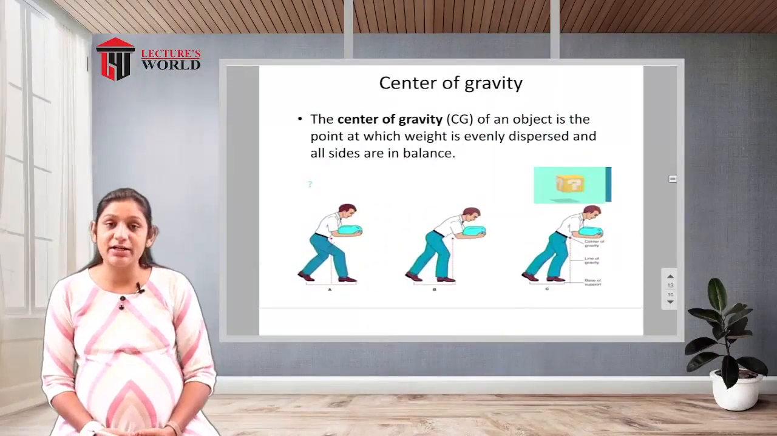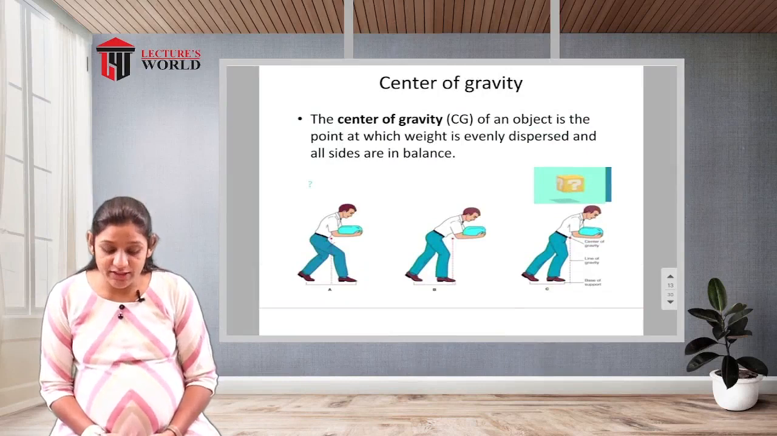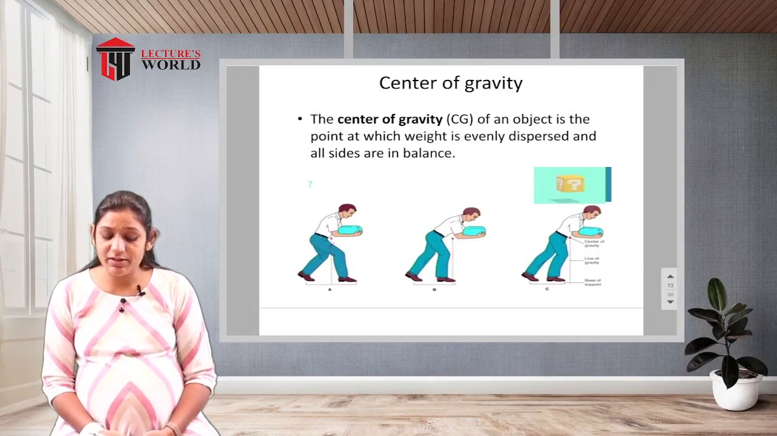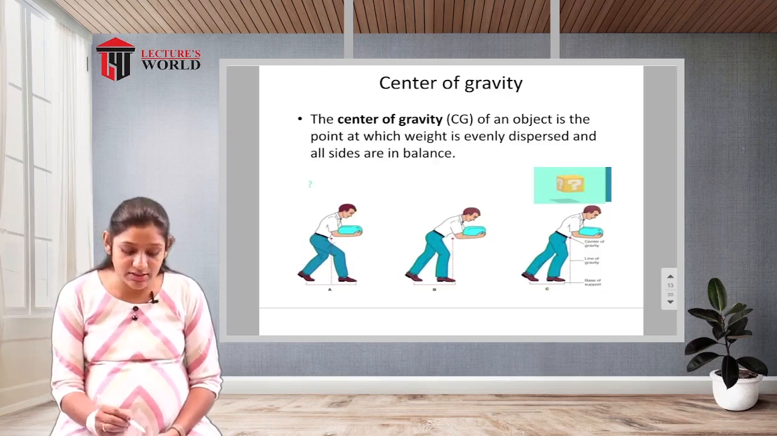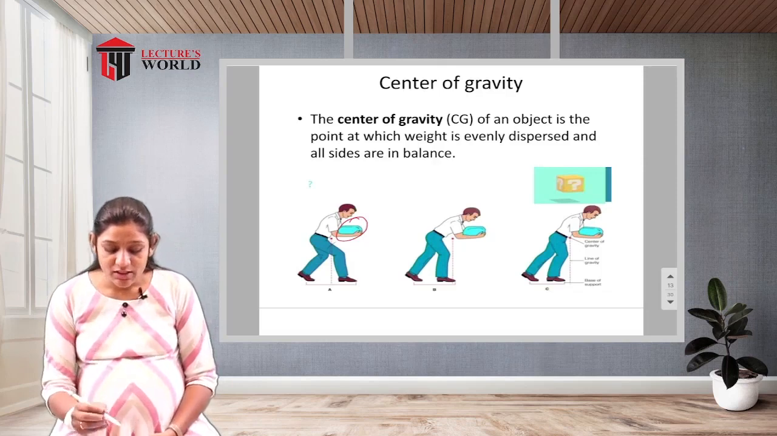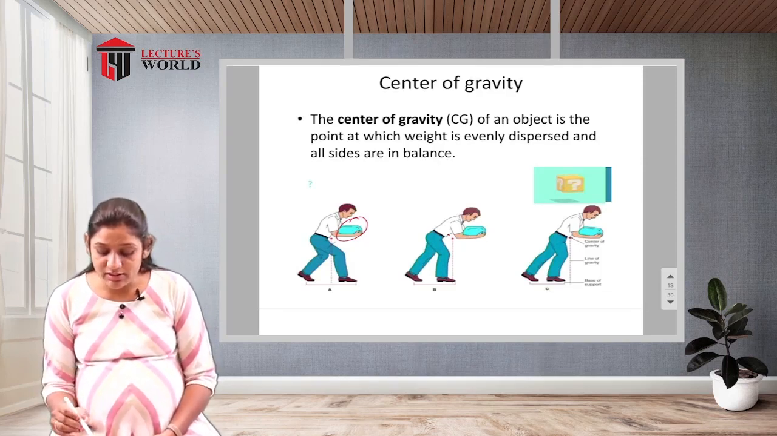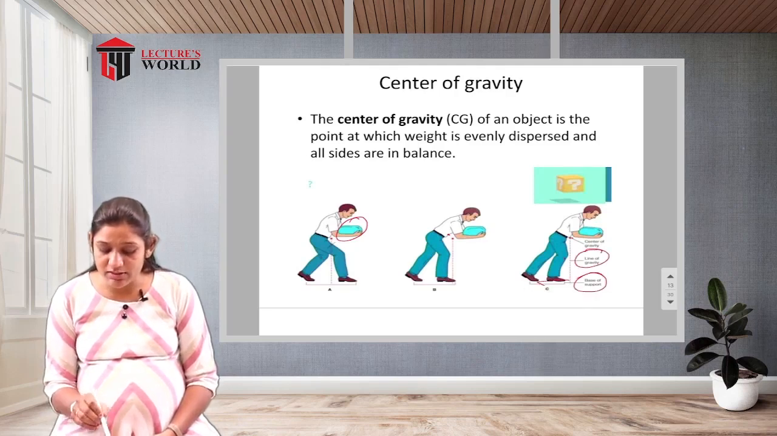Second one, the center of gravity. The center of gravity of an object is the point at which weight is evenly dispersed and all sides are in balance. This is the substance being carried by the person. This is called the center of gravity. This is the line of gravity, and this is the base of support.